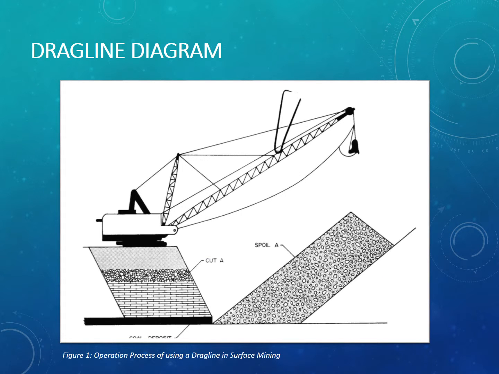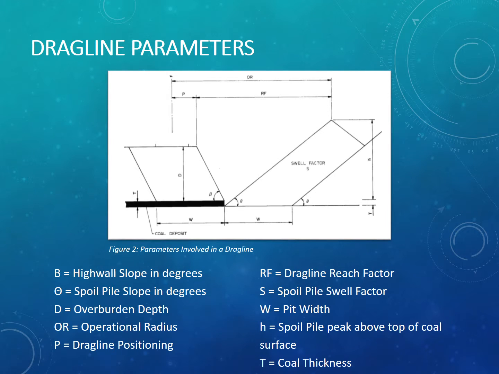Here is a diagram of the typical operating process of a dragline, where we can see that the dragline is sitting on top of a high wall and next to it is the spoil pile. Next, we are given all the design parameters that are involved in a dragline. From these design parameters, the following lines of working were produced to derive the reach factor formula.